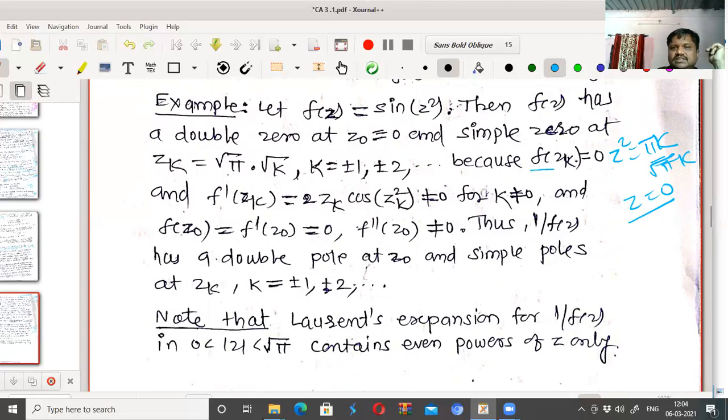because f of zk is 0 and f dash at zk is equal to f of zk becomes 0. And if I find its derivative, what will be f dash at z? cos of z square into 2z.